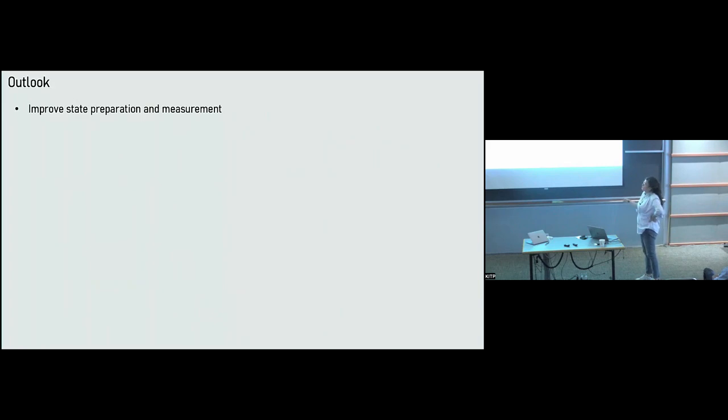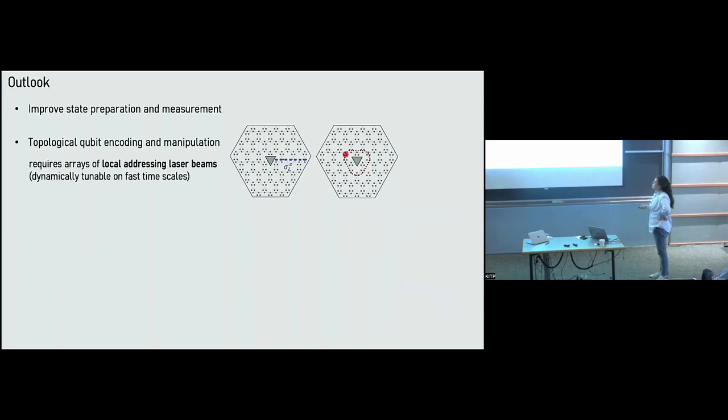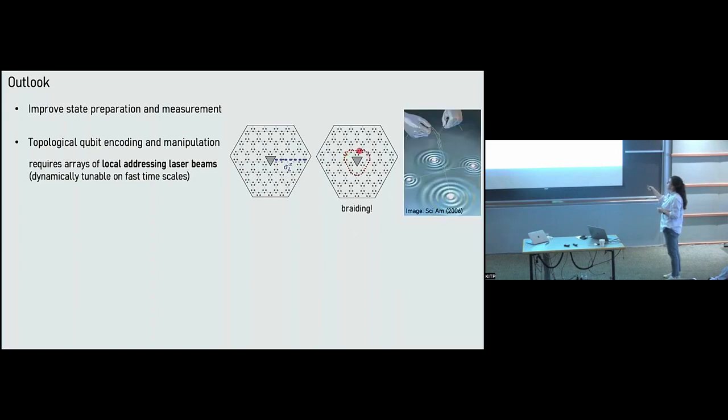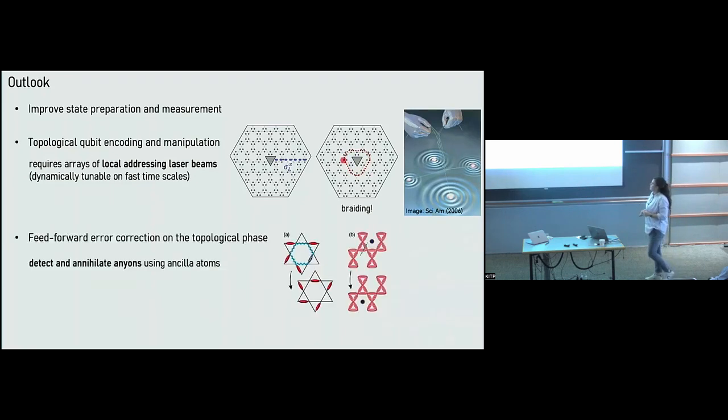Of course, what we would like to do is to improve state preparation and measurement. As I mentioned, we did these first steps with the topological qubit, but we have ideas on how to encode and manipulate the topological qubit by applying these logical operators. This would require the addition of local addressing of some subsets of atoms, and for example the ability of doing braiding experiments like this, where you localize an anyon and you move it around the hole to do a braiding experiment.